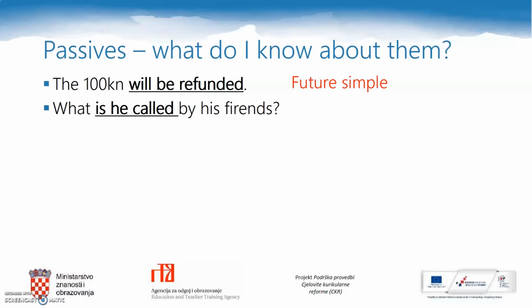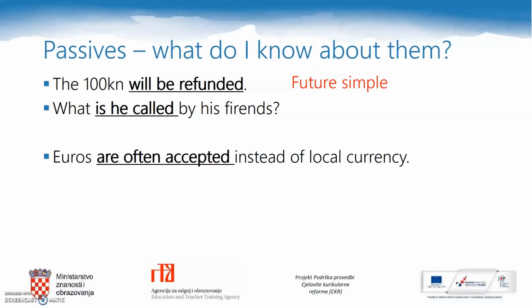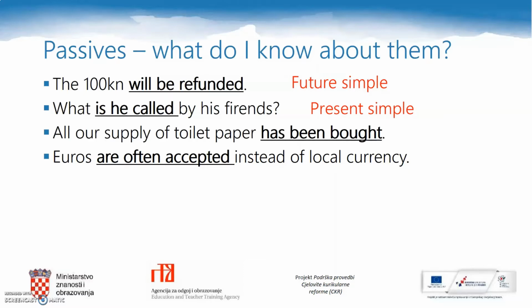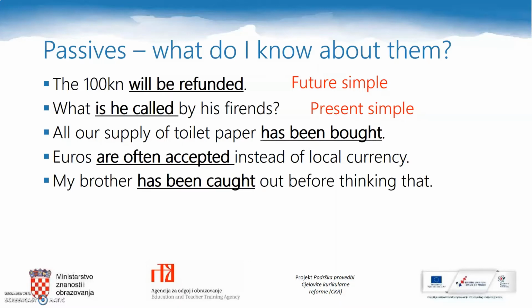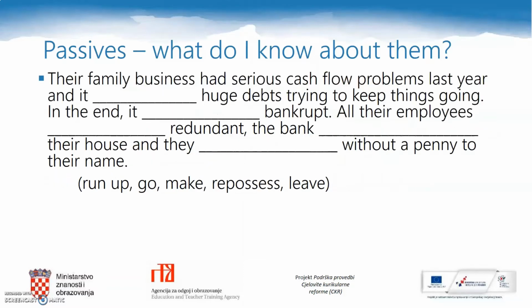What is he called by his friends? Which tense would this be? Euros are often accepted instead of local currency. Can you see the similarity? Yes, this is present simple. All our supply of toilet paper has been bought. This would be the same as my brother has been caught out before thinking that. Present perfect, right. So, what do I know about passives?